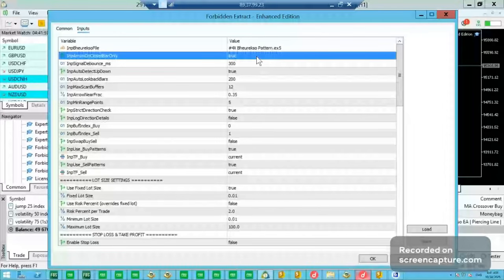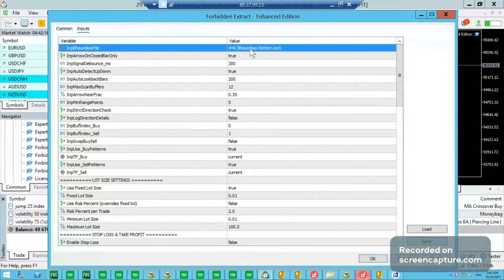The function inside these input parameters, let me just quickly explain it in brief so that you can know what to set up and what to set to true or false. Majorly, we use this indicator to code the EA. That is why we have this on file, breakthrough pattern. So, we have input arrow on close bar only.